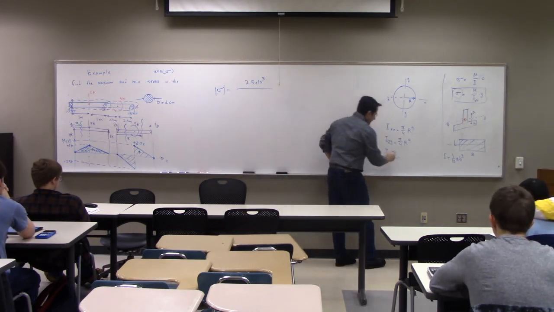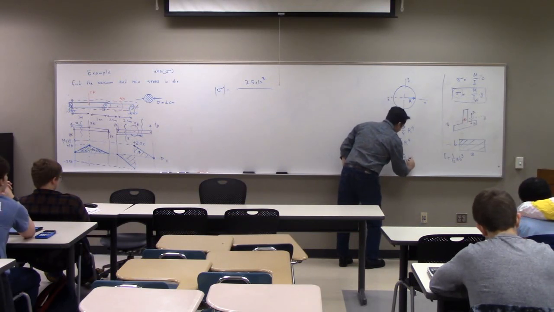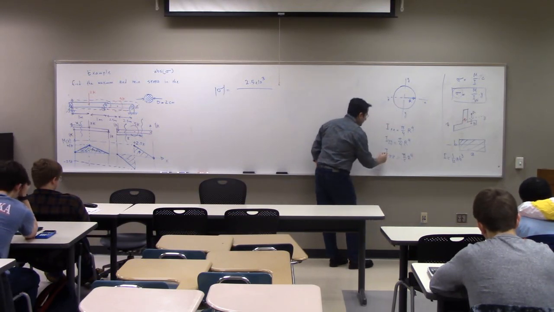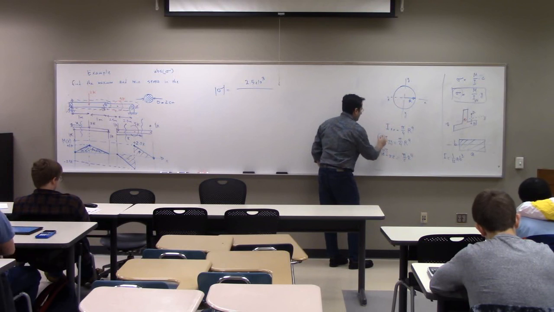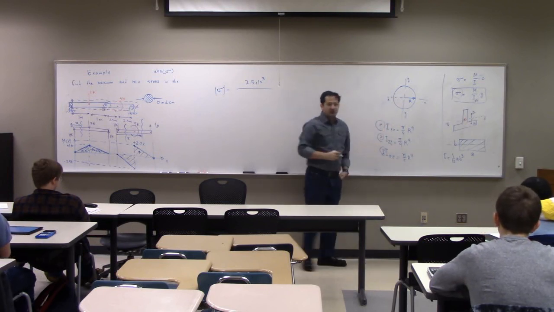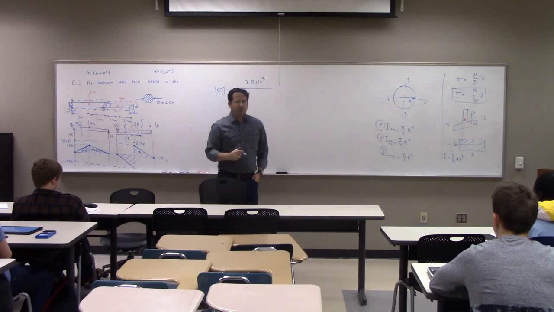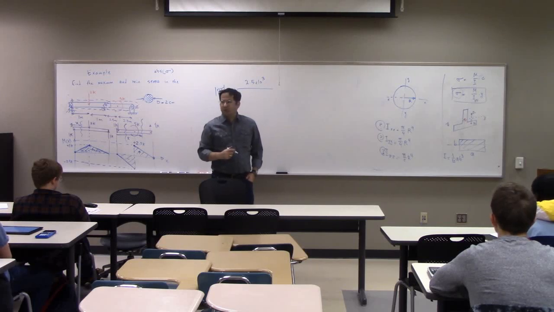Here it is called pi over 2 R to the fourth power. So which one should I use? This one, or this one? Which one should I use?